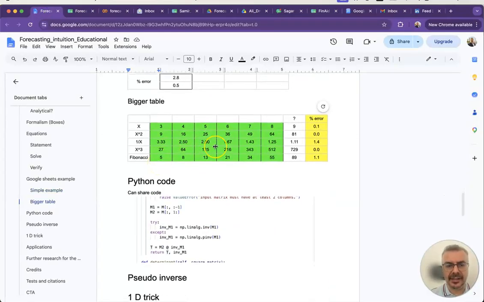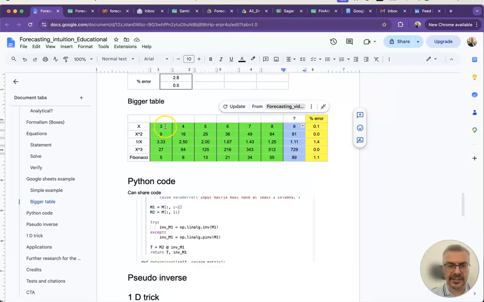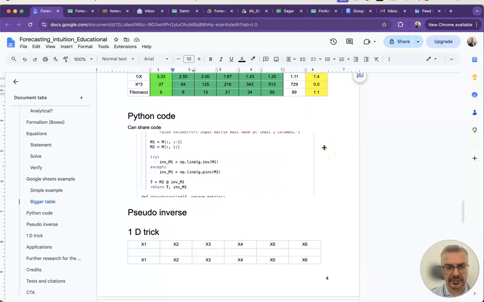If I take another example, like a couple of columns, take the 3, 4, 5, 6 series, and then x squared, 1 over x, x cubed, these are non-linear, even the Fibonacci. And then I forecast. Here the M1 would be this matrix, the M2 would be this matrix. I do the same as above, and the error I obtain is under 1.5%, which is interesting.